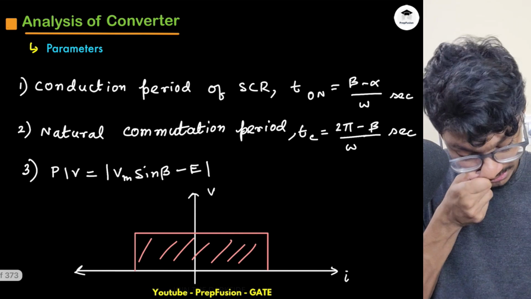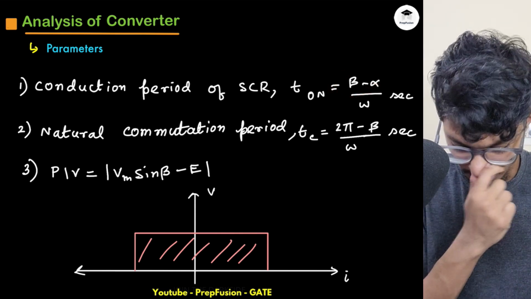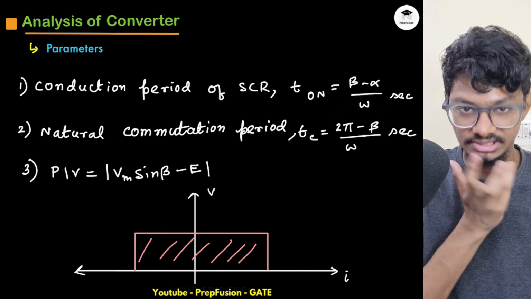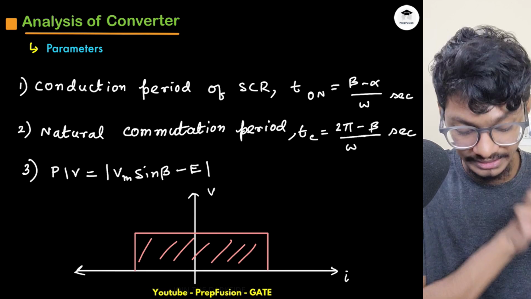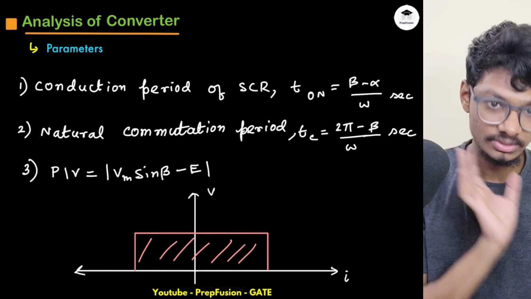Now what is the conduction period? Conduction period is simply from beta minus alpha by omega. These things will remain the same because everything is the same, just that there is a battery. Due to that, beta will reduce, right? So peak inverse voltage. Now this thing you should know. What is the peak inverse voltage?